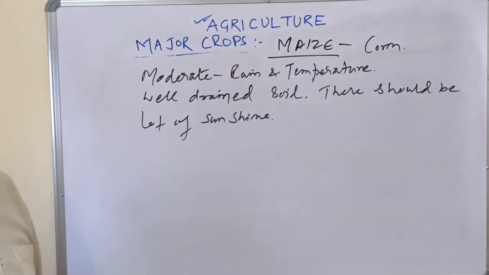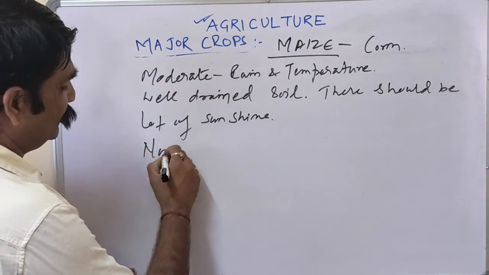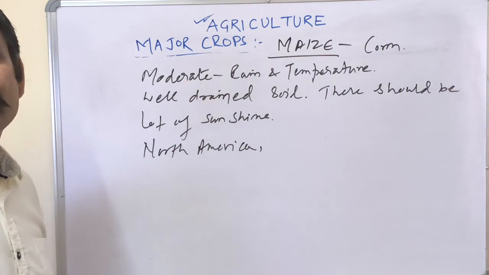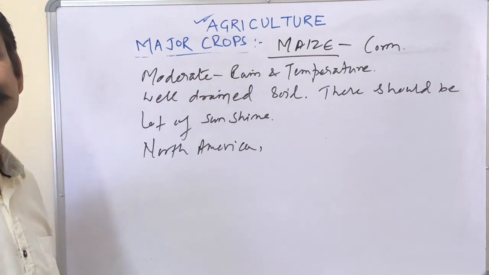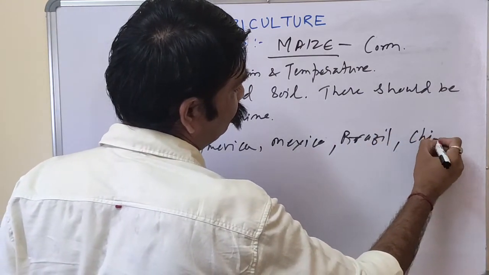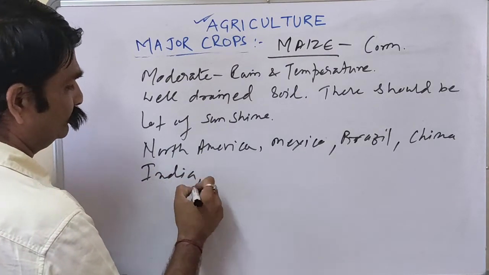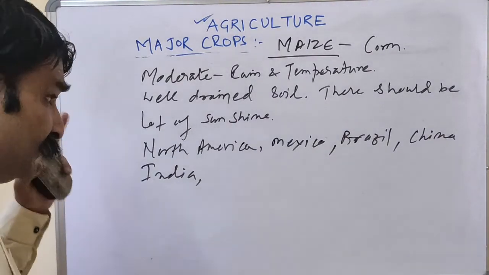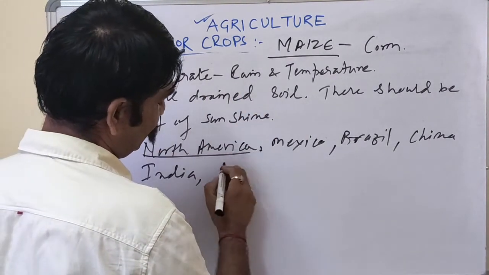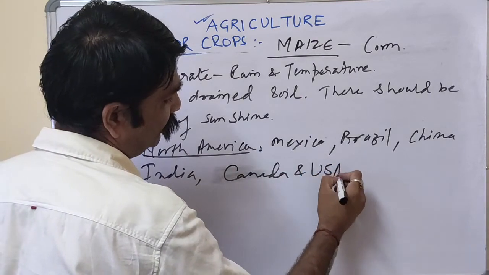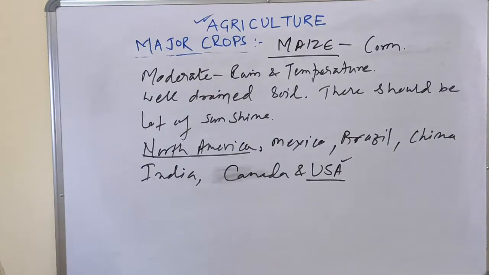The main producers, or the main areas where people cultivate maize, are the North American region, then we have Mexico, Brazil, China, India. These are the main places where people cultivate maize, or the corn. In North America you have the largest producer.